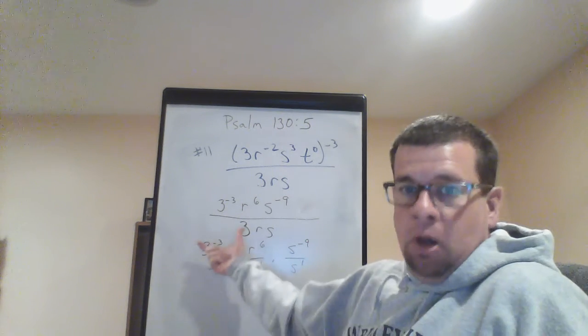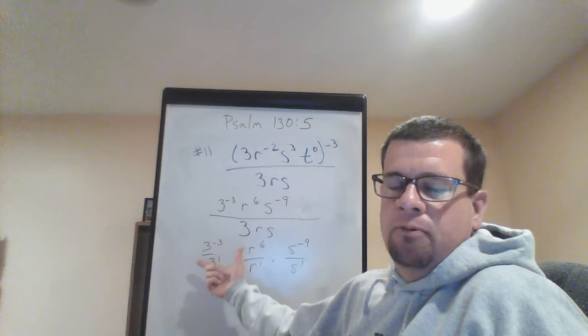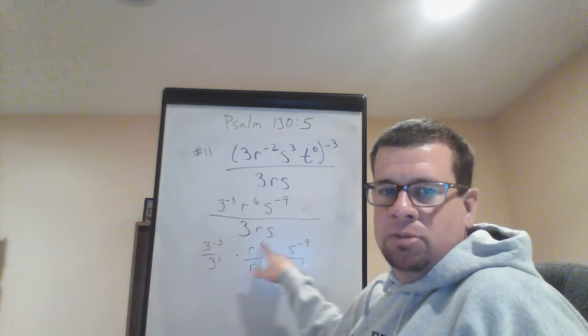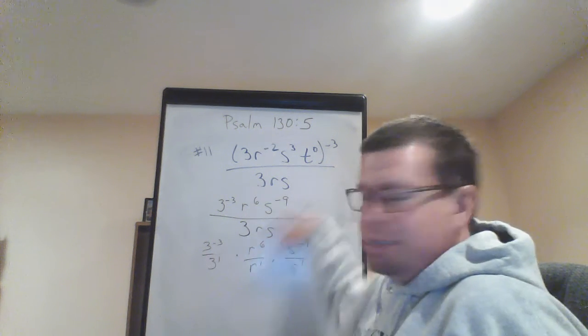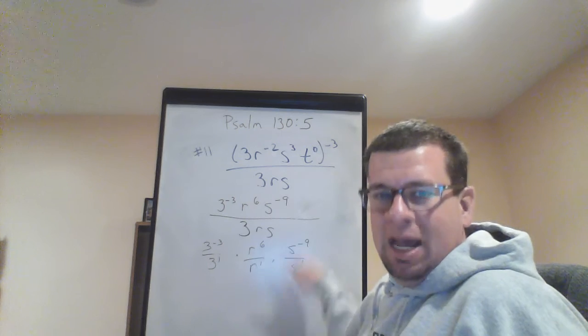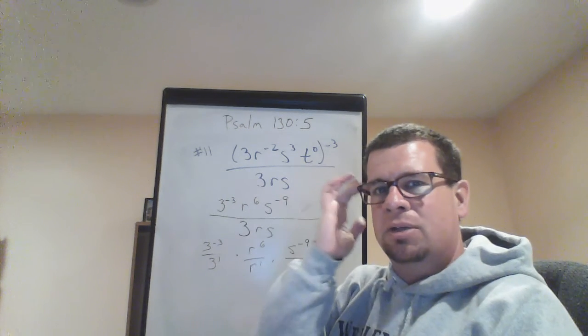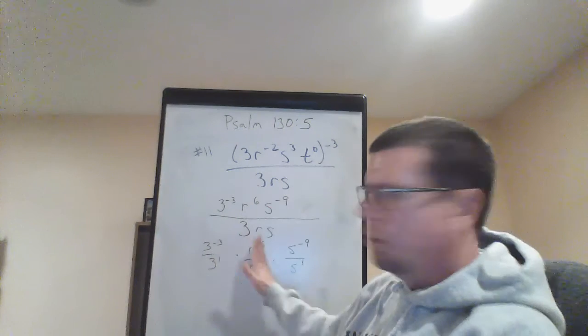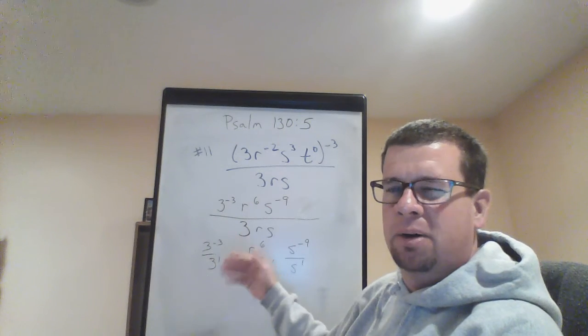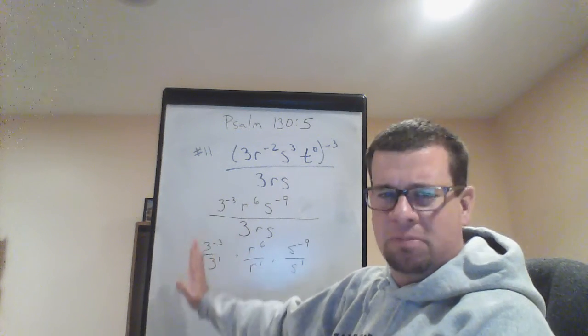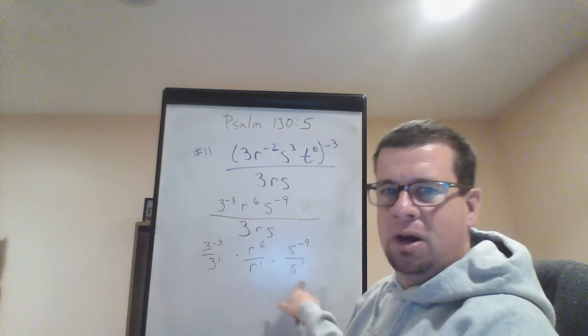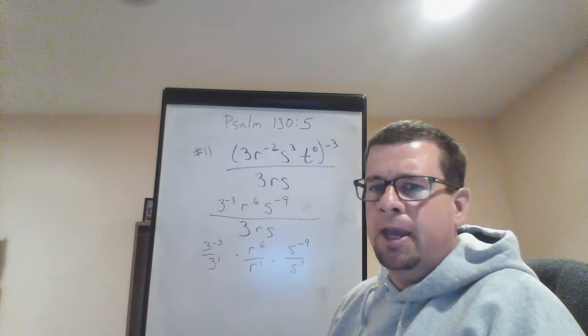Now, if I multiplied fractions here, I'd do numerator times numerator times numerator, and then denominator times denominator, and I'd get this answer. So it's easier for me to break it apart into its individual parts. Notice I'm dealing with my base of 3's, my base of r's, my base of s's.